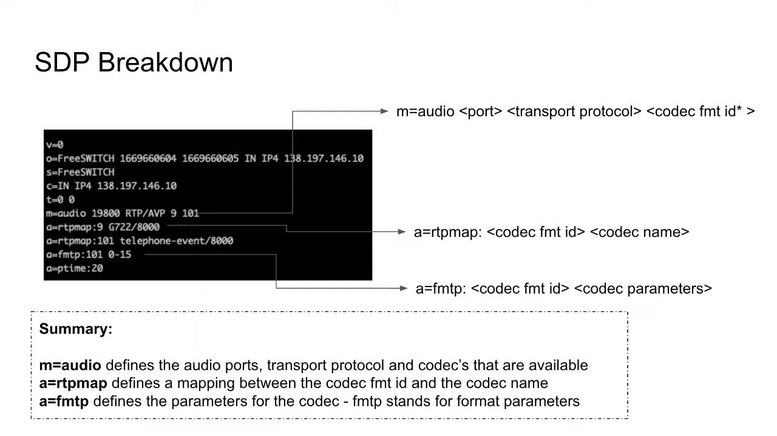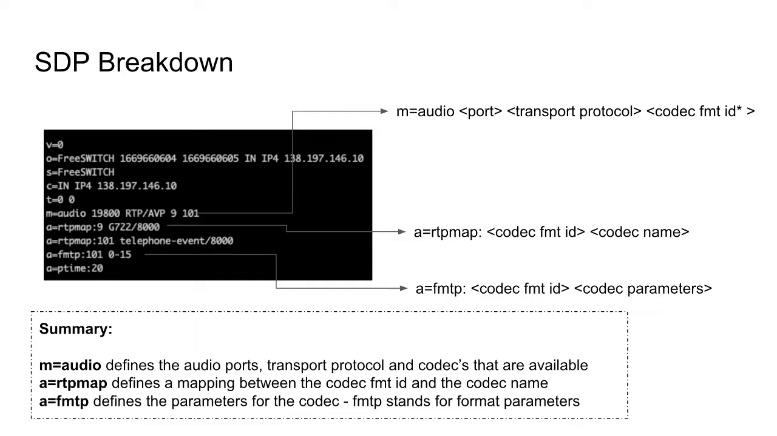So basically, when a SIP invite happens or a SIP 200 OK, it's going to come back with a list of codecs that it supports. So that's what you're seeing here in that first line of the M audio is saying that, hey, 19,800 is the port number, RTP AVP is the transport protocol, and the codecs that support it are 9 and 101. And then also you have the A equals RTP map.